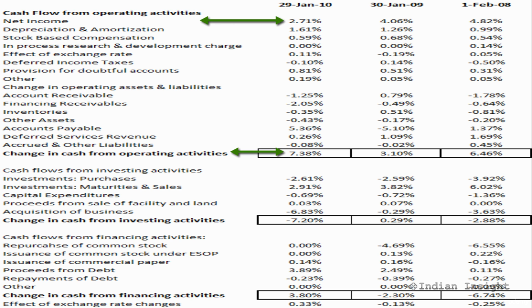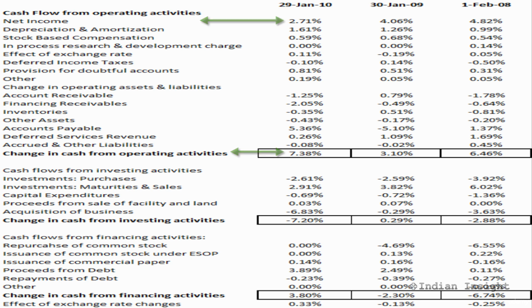In that year, it seems the net profit margin was 4% and operating cash flow as a percentage of total revenue was 3.1%. The primary difference between the year and the other years appears to have been a significant reduction in accounts payable. In each of the other years, accounts payable increased. For the year ending 29 January 2010, the operating cash flow as a percentage of total revenue was 7.38% and the net profit margin was 2.71%.